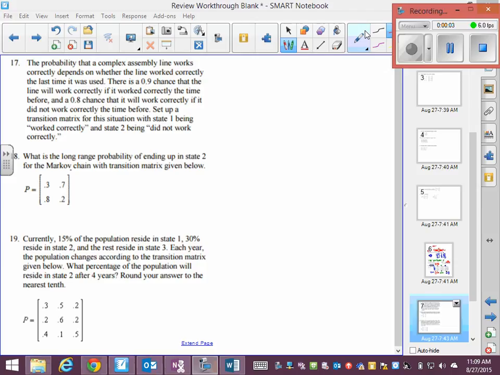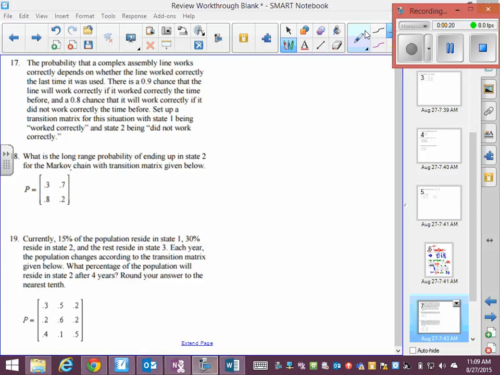17. The probability the complex assembly line works correctly depends on whether the line worked correctly the last time it was used. That sounds like a transition to me. There's a 0.9 chance that the line will work correctly if it worked correctly the time before, and a 0.8 chance it will work correctly if it did not work correctly the time before.